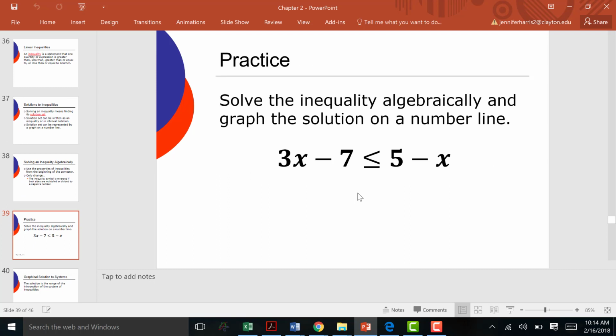Alrighty, so here's our first example that we're going to actually do, so you can see how to write it in all three notations and how to solve it. Alrighty, so here we go. What symbol do we have in the middle here? What inequality?